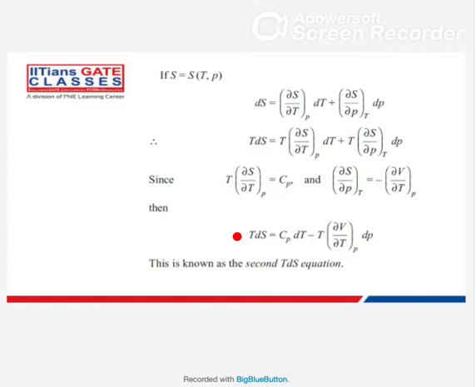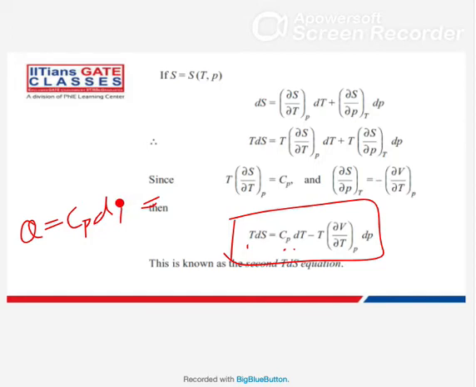Now here, again that same conclusion we can draw. TdS will become Cp dT, at constant pressure. So we can write Q equals Cp dT when heat transfer is at constant pressure, and it is the change in enthalpy, so we can write Cp delta T. Cp delta T is the change in enthalpy. So heat transfer is equal to Cp delta T when it is at constant pressure.